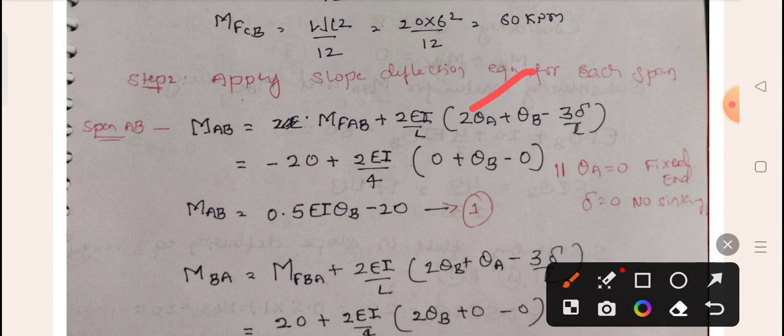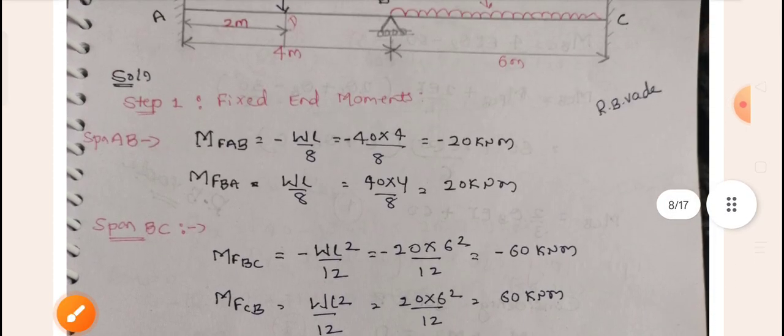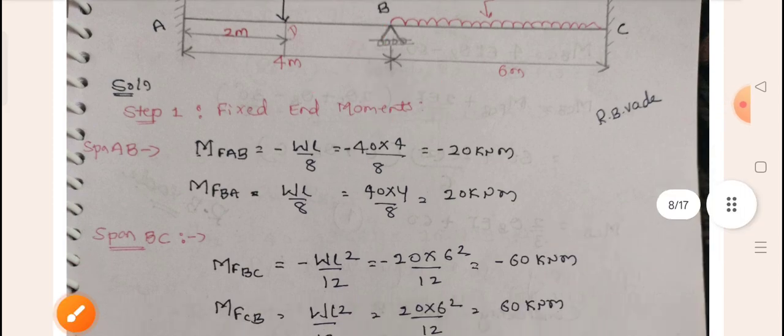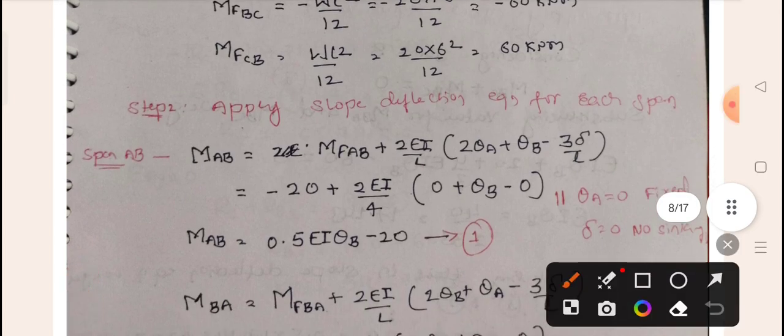So theta A equal to 0 means 2 into 0 equals 0, and theta B will not be equal to 0. Why? Because that is a roller support. So theta B exists here, so it will not be equal to 0. That I am going to write as it is. So what you are getting here is minus 20 plus 2EI by 4 into 0 plus theta B minus 0. This is the answer you are getting.